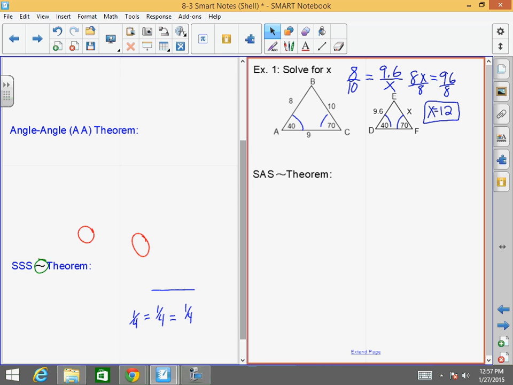Okay? So I have the AAA similarity theorem, the AA similarity theorem, the side, side, side similarity theorem. I also have the side, angle, side similarity theorem. Before, for the SAS congruency theorem, if I have two corresponding sides that are congruent with an angle in between those corresponding sides also congruent, then the triangles are congruent. Here, it states two corresponding sides are proportional and the angles between them are congruent, then the triangles are similar.